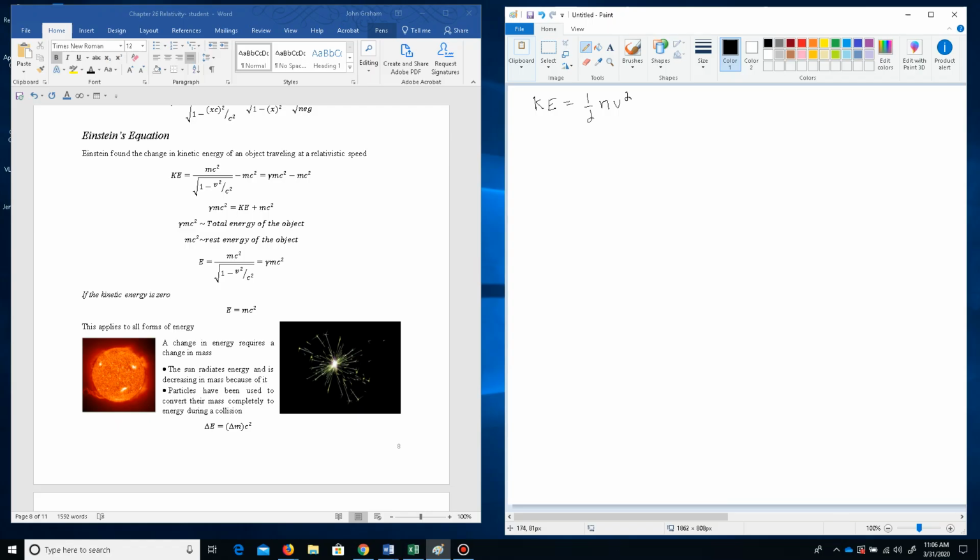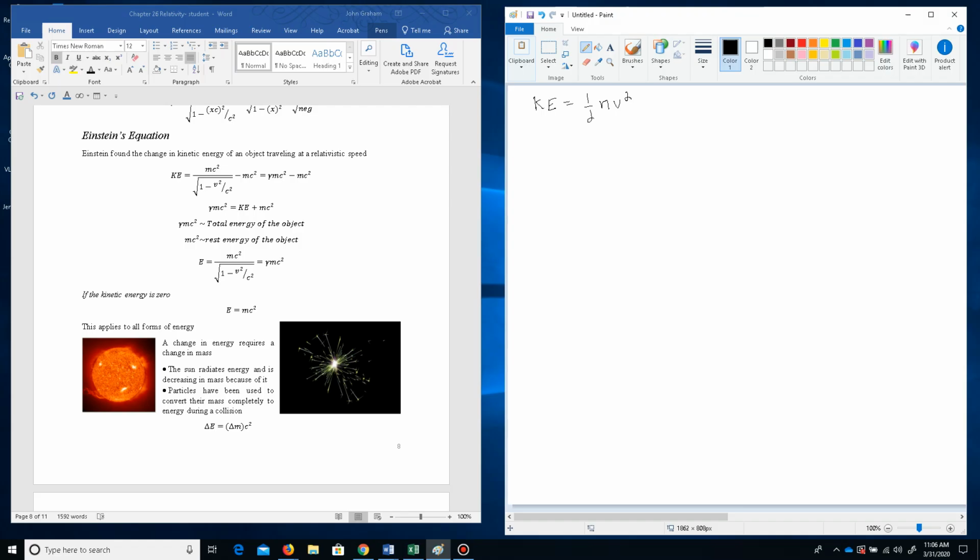And so the kinetic energy of an object that's traveling at a relativistic speed is going to be equal to mc squared, where c is the speed of light, over the square root of 1 minus v squared over c squared, where v is the speed that it's traveling at. And then we're going to subtract mc squared. Right, so this way it's gamma mc squared minus just mc squared.